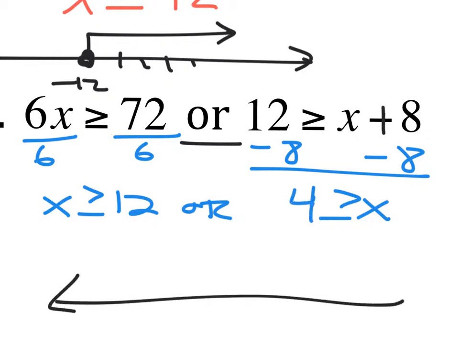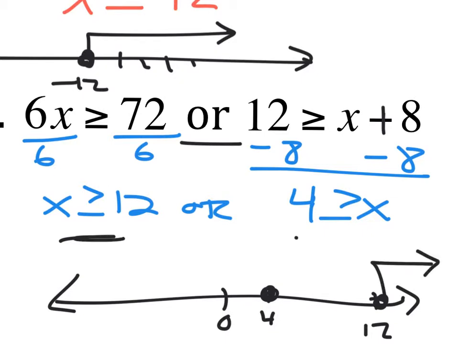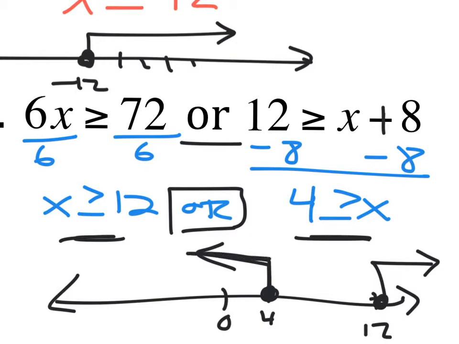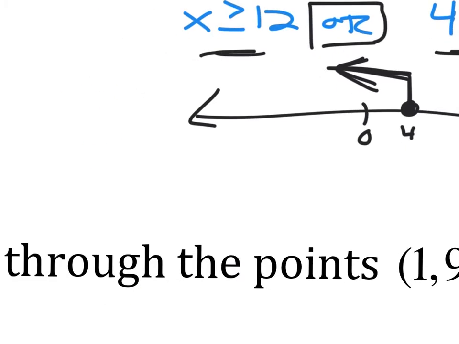Graph-wise, OR graphs will always look the same. They will always be pointing in opposite directions. So you got 12 over here, 4 over here according to the number line. Filled in circles, I want x to be greater than 12. I want x to be less than 4. They can't be both of them at the same time. That's why it's an OR problem. It either has to be less than 4 or greater than 12.